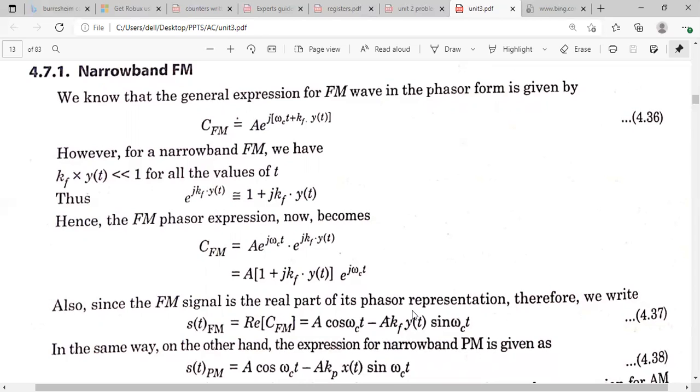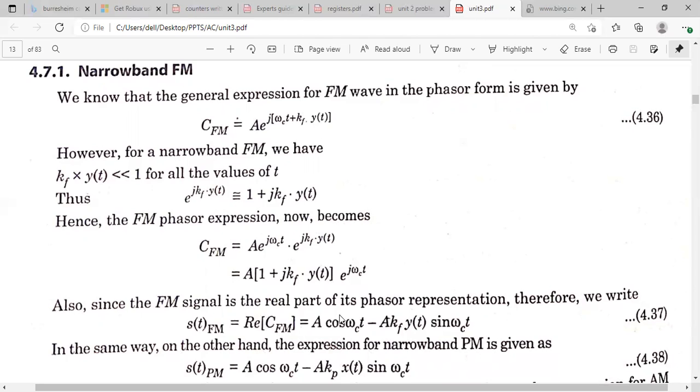And in a similar way you can write the phase modulated expression also. In phase modulation we don't have the integral from 0 to t of x of t into dt, so instead of y of t we simply write x of t. So you will get the PM wave like this. Just instead of y of t, we have x of t.